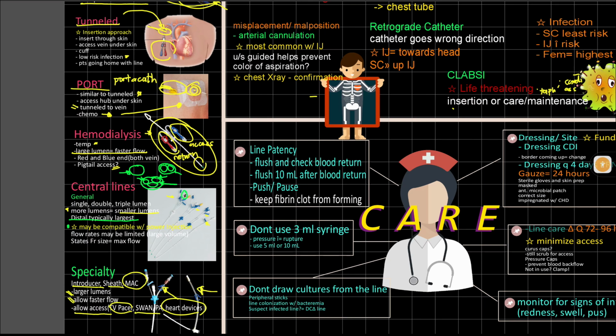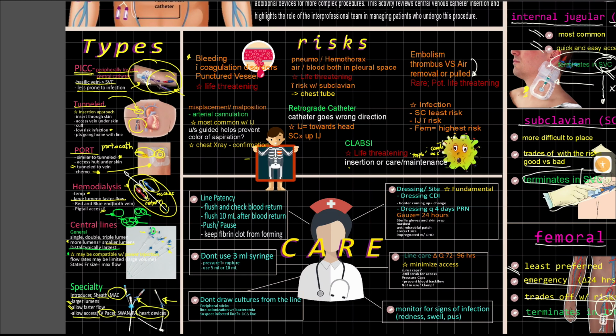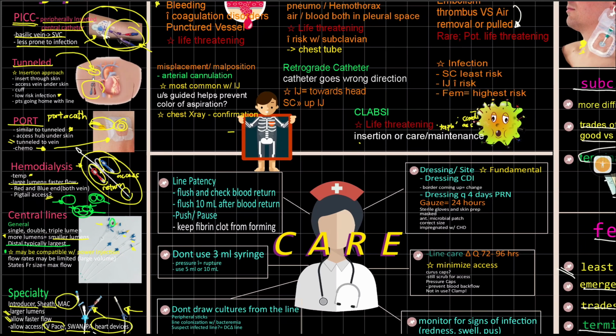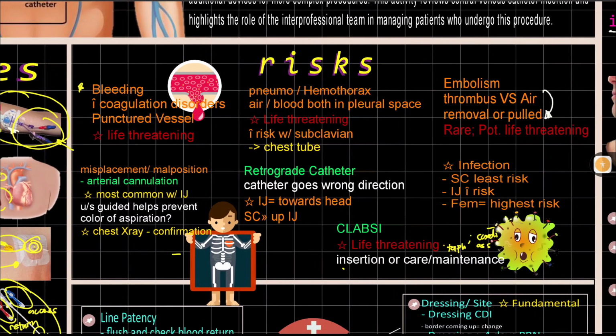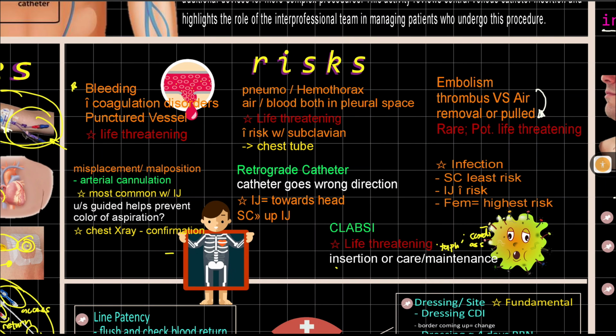Once again, these are the types of your central line. Are we good? We're good. Can you still breathe? Yes, still breathing. Let's proceed. We're going to discuss the risks.